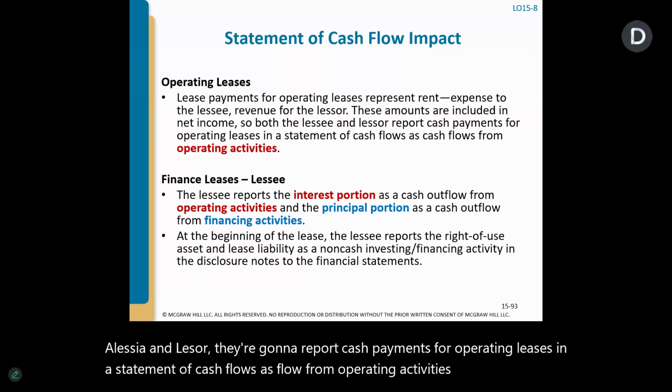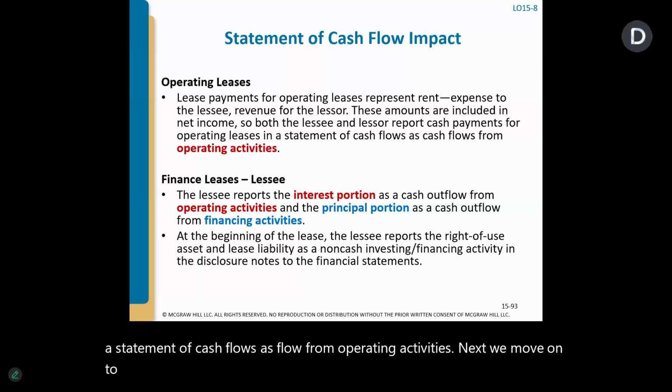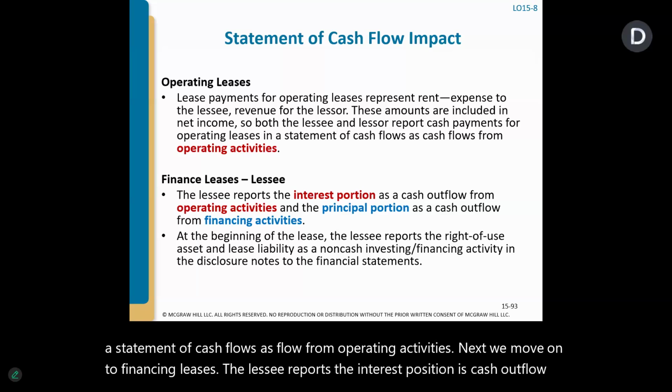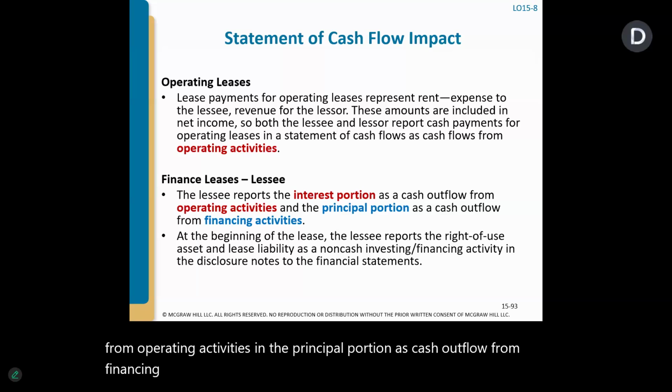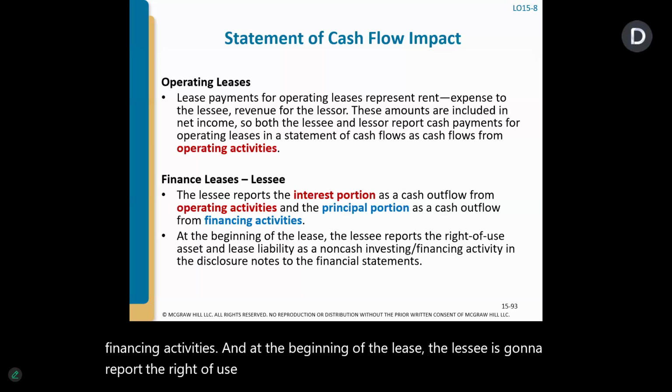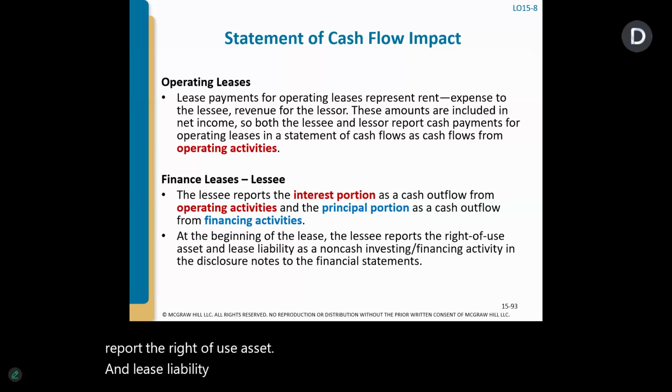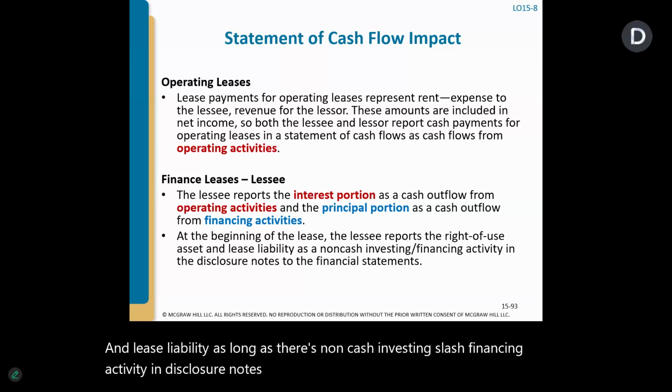Next, when we move on to finance leases, the lessee reports the interest portion as cash outflow from operating activities, and the principal portion is cash outflow from financing activities. And at the beginning of the lease, the lessee is going to report the right-of-use asset and lease liability as non-cash investing and financing activity in the disclosure notes to the financial statements.